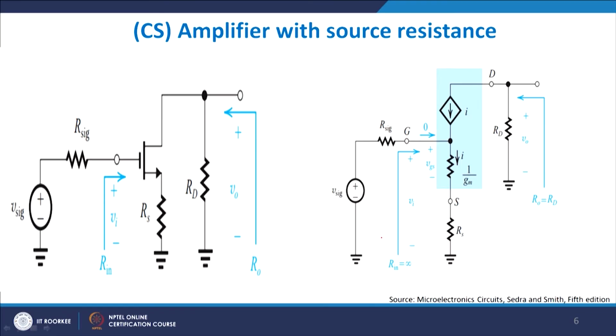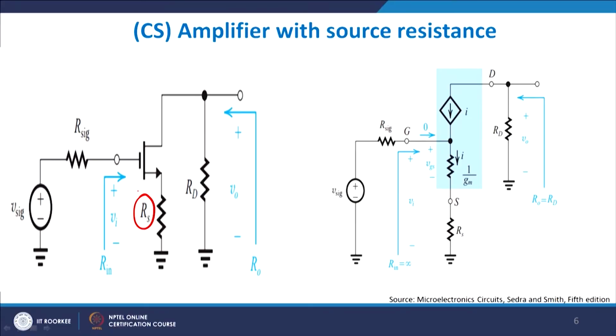Now let me come to the common source amplifier with the source degeneration resistance. Remember what change we are making: we are replacing the source side, which was initially grounded, by a source resistance Rs. So there is a source resistance Rs in series with the MOS device. I have a MOS device here and I put a series resistance.